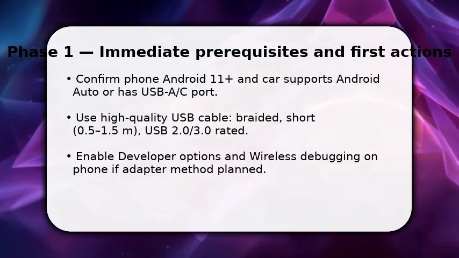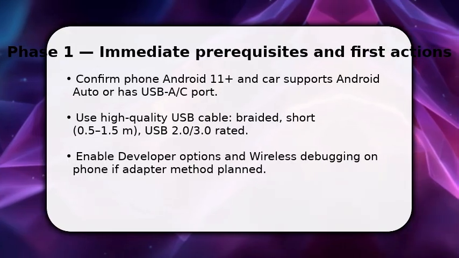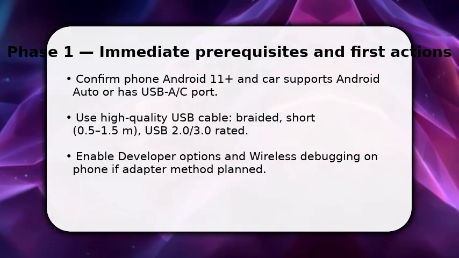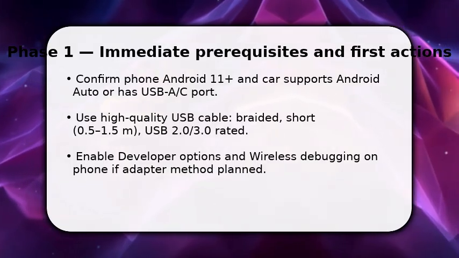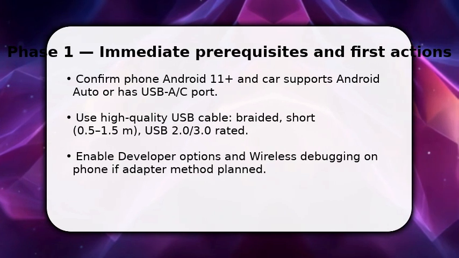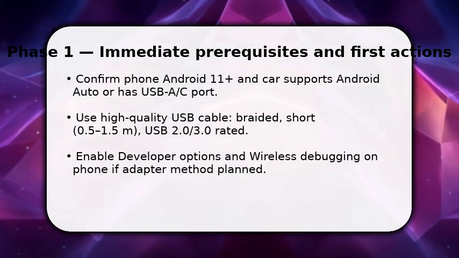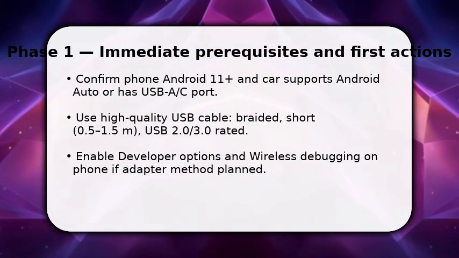Next, enable developer options on your phone and turn on wireless debugging when you plan to use an adapter or ADB method. This opens the phone to the one-time setup commands required to switch to wireless Android Auto. Once done, move to it.